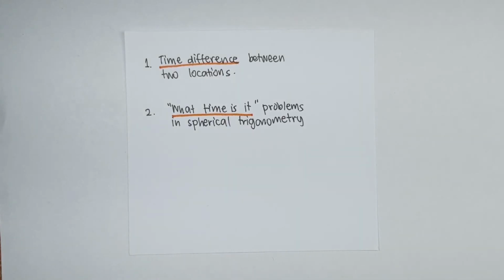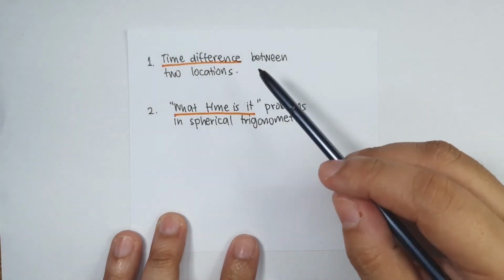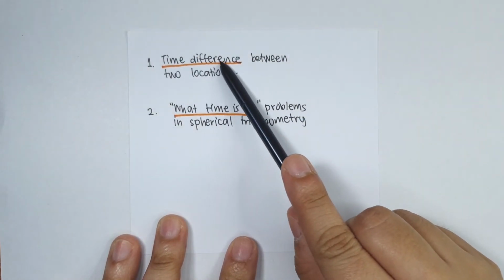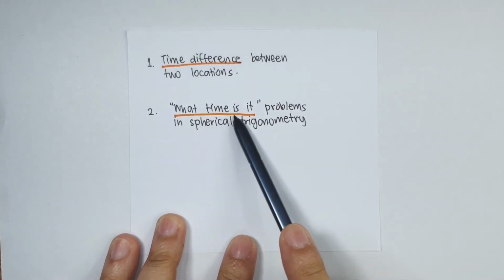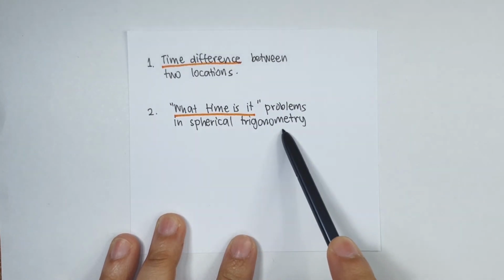In this video, we will solve two problems. In the first problem, we will learn how to get the time difference between two locations. And in the second problem, we will learn how to solve what-time-is-it problems in spherical trigonometry.